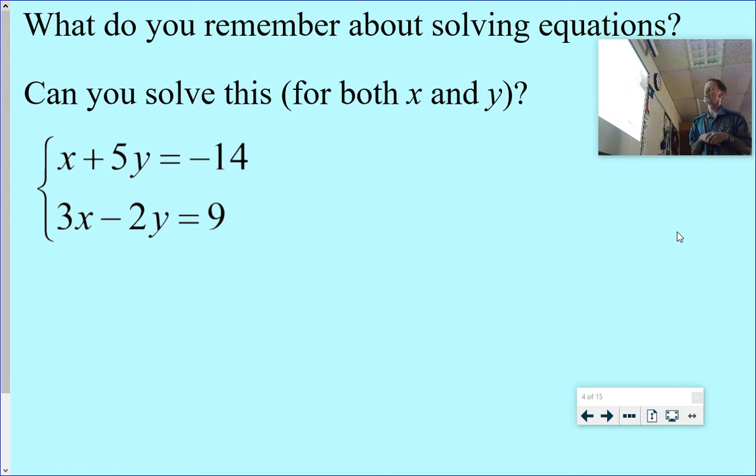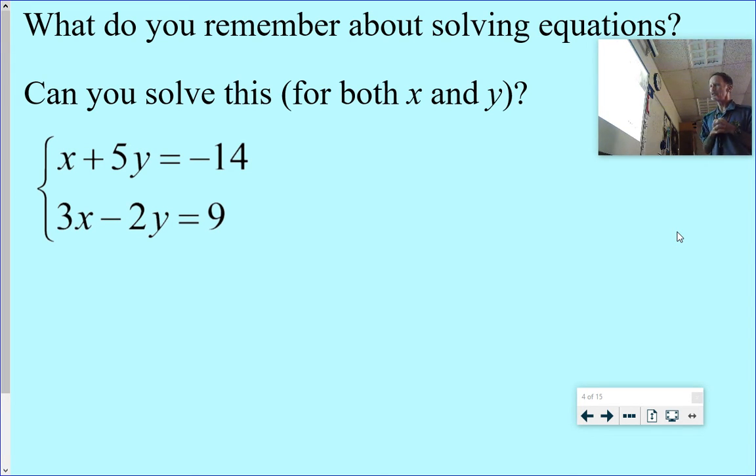There are two different processes you might have heard from last year. One of them is called substitution, the other one's called elimination. I'm going to do these by substitution. To be completely honest with you, most people prefer elimination, but some problems set up nicely for substitution. So that's what we're going to do on these.